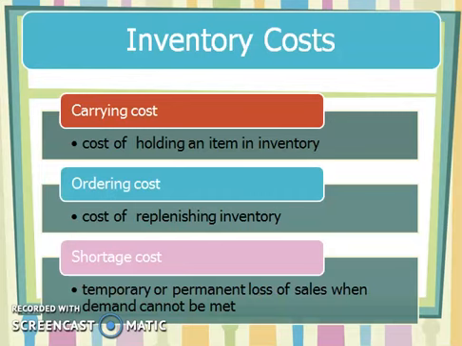Last is the shortage cost. It is the temporary or permanent loss of sales when demand cannot be met. So in the rarest of rare circumstances, if we don't get the material ordered on time, we may need to shut down our factory for some time. So it will result in the loss of sales. So that loss of sales is basically the shortage cost.